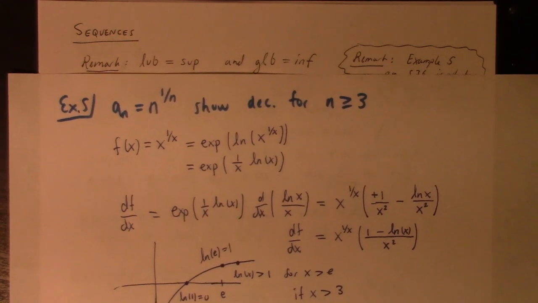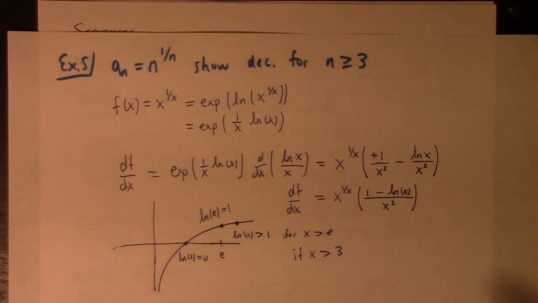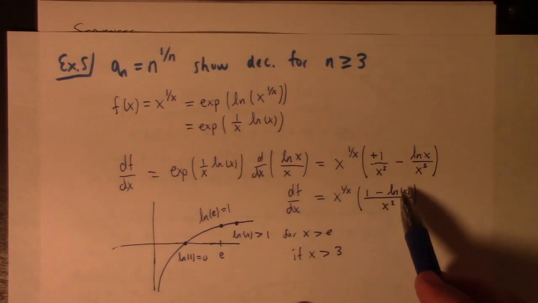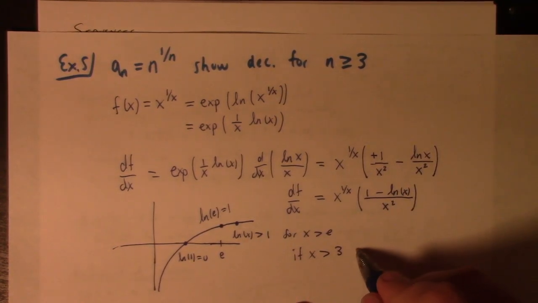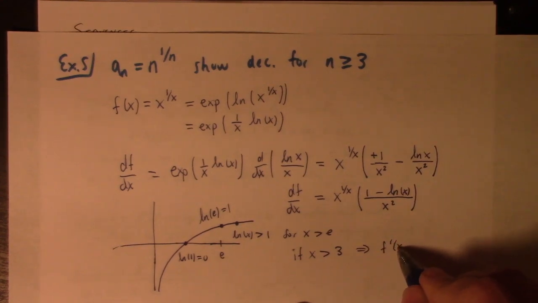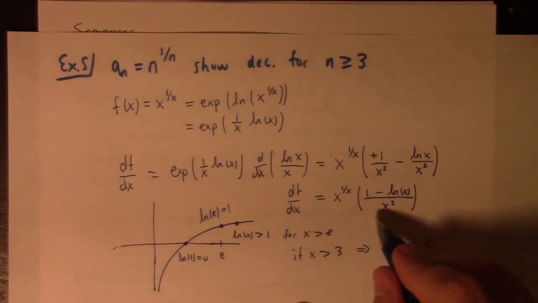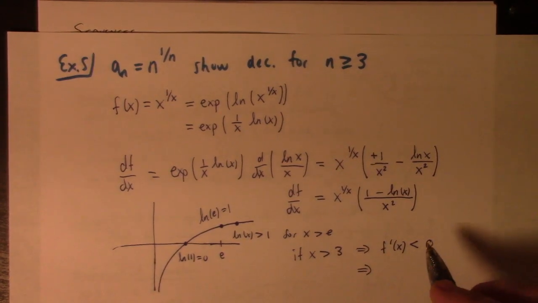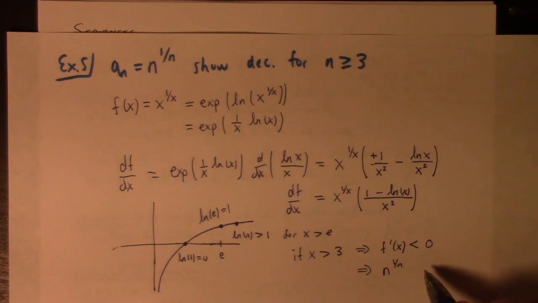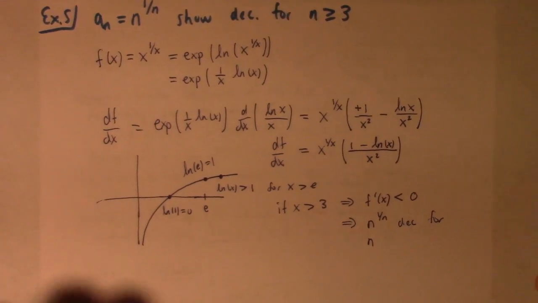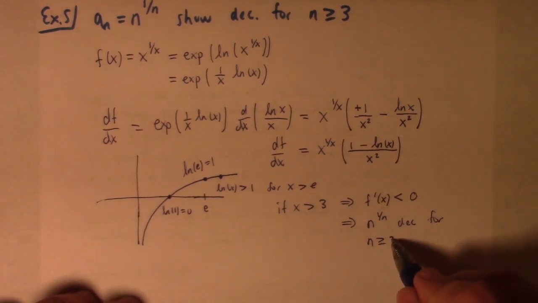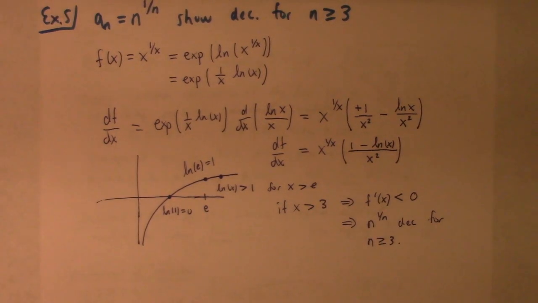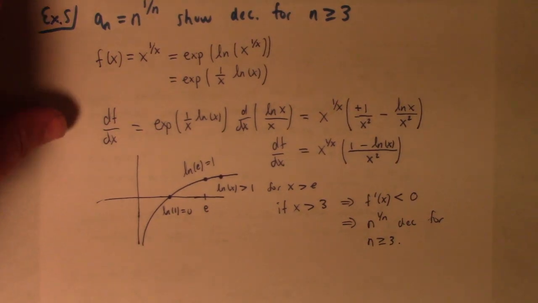Oops, sorry, I'm getting off the screen here. If x is greater than 3, then that'll do it, because that will make f prime of x less than 0 by that formula right there. And so that implies that n to the 1 over n decreases for n greater than or equal to 3. I just thought that was a nice example because it's not too hard, the differentiation, but perhaps not too easy either. So nice example. I'm going to move on.